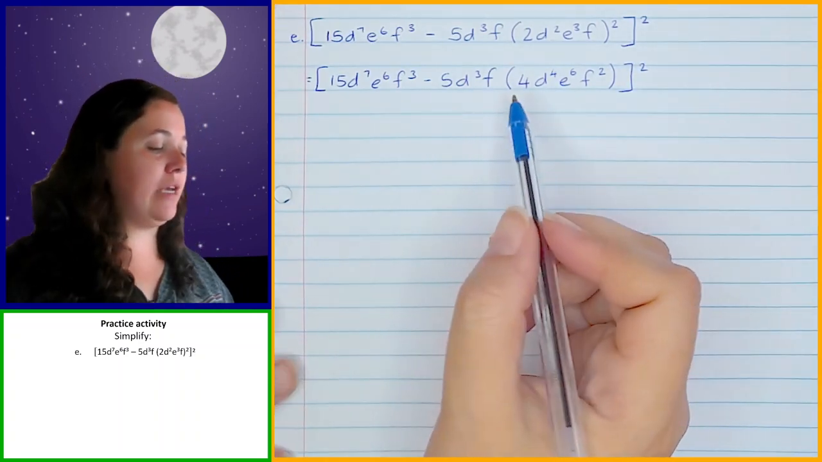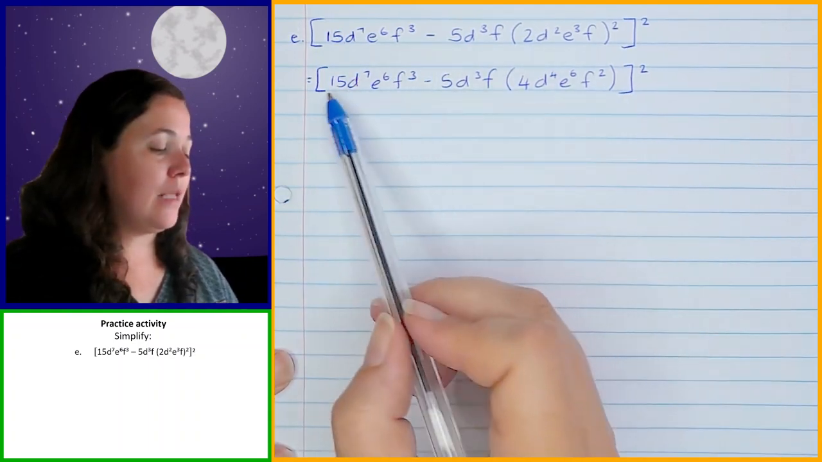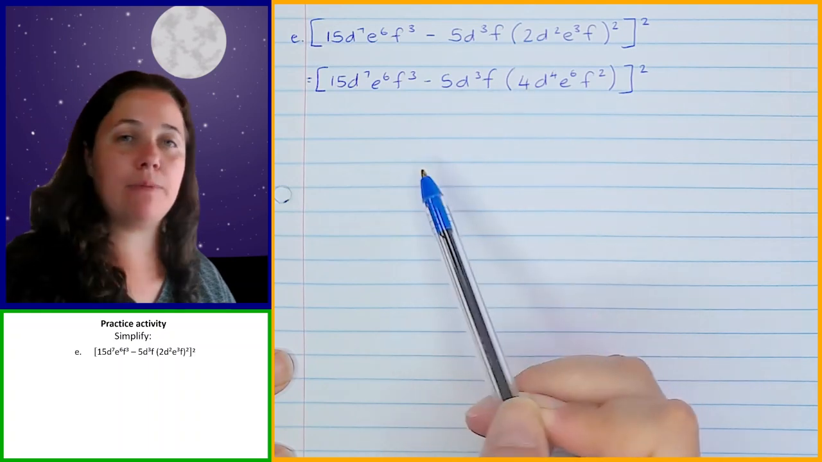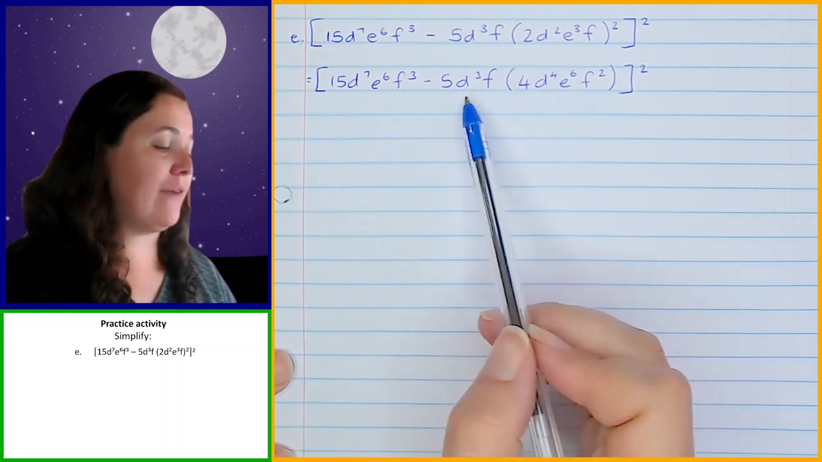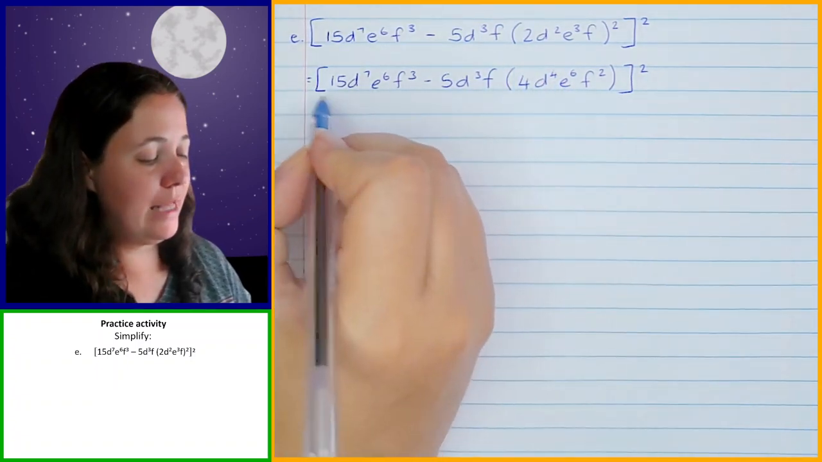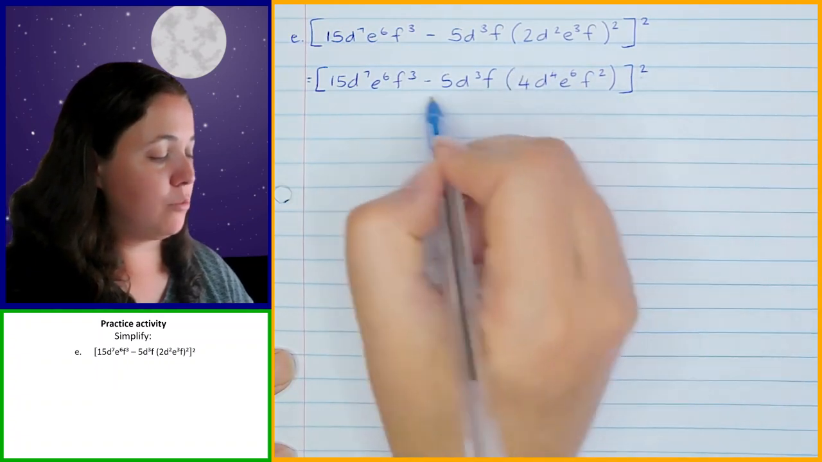So now we can see over here I have got, inside my big square brackets, a term minus another term that is made up of a couple of things being multiplied together. So now my next thing I have to do is multiplication. I have to simplify this over here. Okay, so that is still going to stay the same. The square is still going to stay the same. I'm just working on this at the moment.